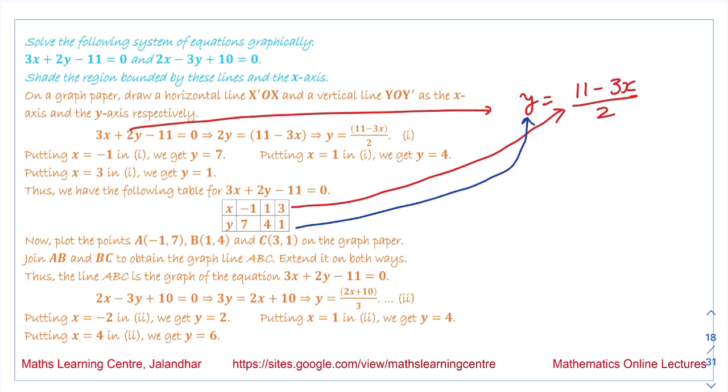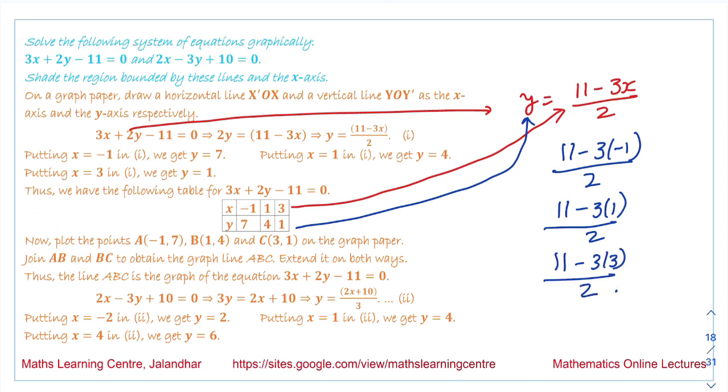We have substituted x is equal to minus 1. You will get 11 minus 3 into minus 1 by 2. When you substitute x is equal to 1, you will get 11 minus 3 into 1 by 2. When you substitute 3, it is 11 minus 3 into 3 by 2. So the answers in this case are 7, 4 and 1. These are the values represented in this table, that corresponding to this equation 3x plus 2y minus 11 is equal to 0, for these values of x we have these values of y.